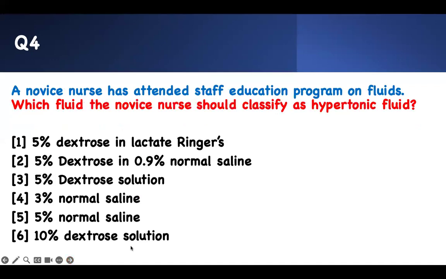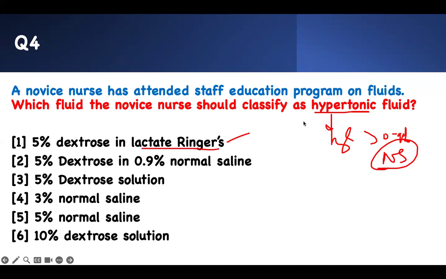A novice nurse has attended the staff education program on fluids, right? Which fluid should the novice classify as a hypertonic solution? Keyword: hyper. Hyper means high. That means it's very high. It's greater than 0.9%. 0.9% is normal saline. Therefore, anything greater than normal saline is your right answer.